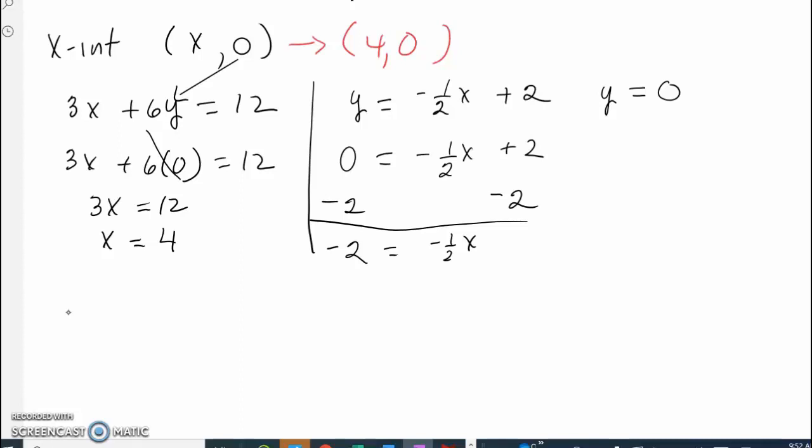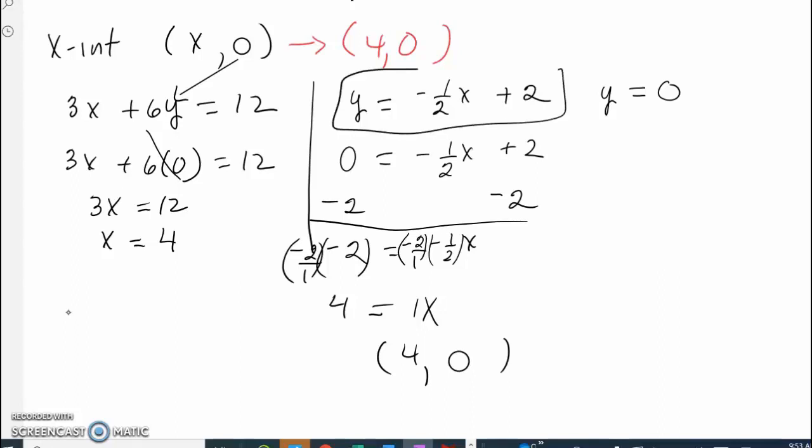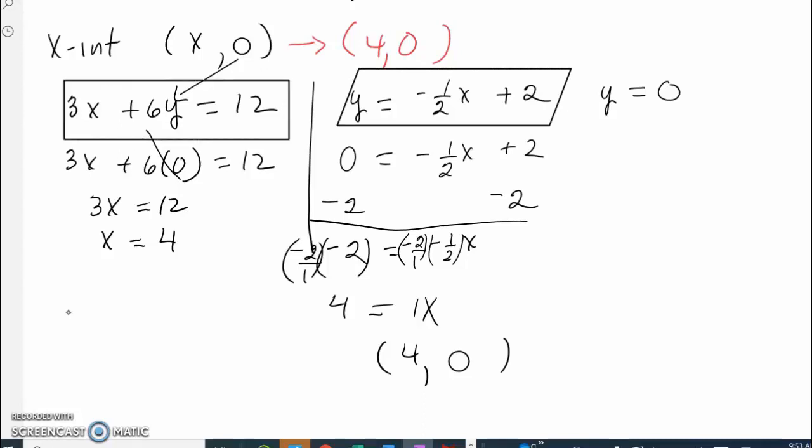One way to solve this equation is to multiply both sides by the negative reciprocal, which is negative 2 over 1. Negative 2 over 1 times negative 1/2 is just 1x. And here, negative 2 times negative 2 is 4, and therefore there is our x-intercept. So when finding the y-intercept, I would use this form. When solving for the x-intercept, I suggest you use this form. It's just a little easier, but both will work.